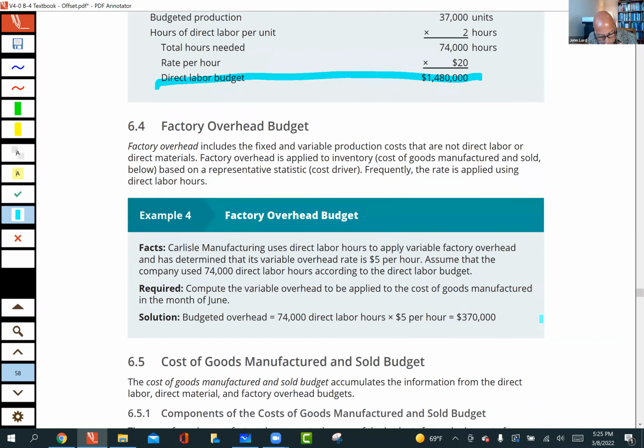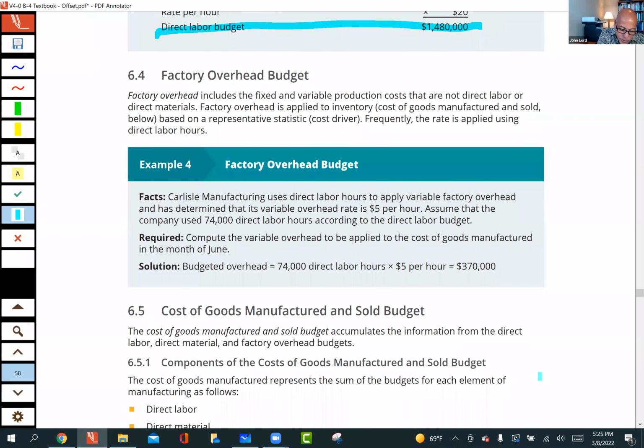Okay, good. Factory overhead budget. Let's just take a look at that. When we look at the factory overhead budget, we have a variable overhead rate of $5 per hour. And we want to compute the variable overhead budget. So if they have 74,000 direct labor hours, and of course they're using direct labor hours as the driver in this example, then our overhead budget is 370,000.